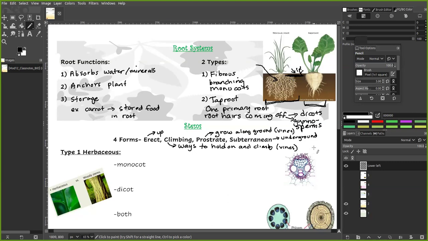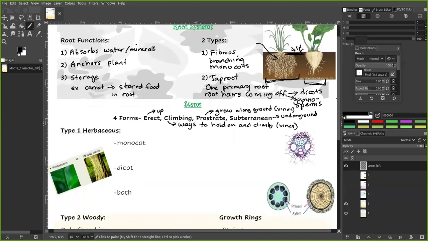So a plant can have more than one kind of stem. They can have erect stems and subterranean stems. They might have erect stems and prostrate or climbing stems. It all depends on the plant. There's such a huge variety in plants.